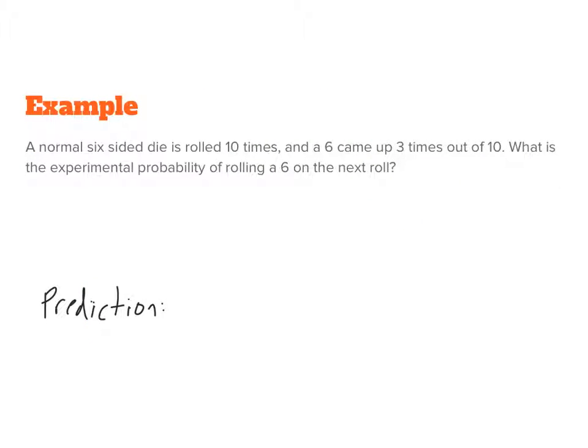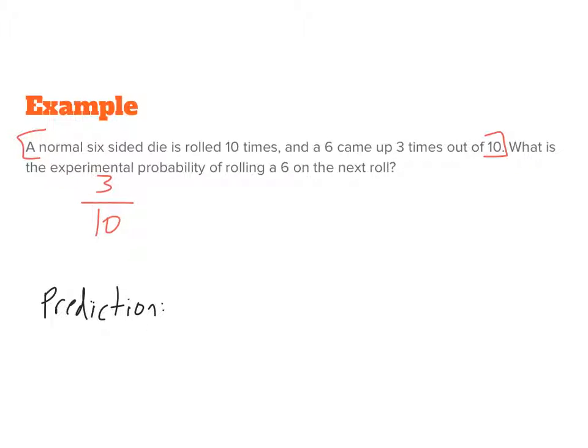So a normal 6-sided die is rolled 10 times, and the number 6 came up 3 times out of 10. Once again, that is our experiment. Okay? That tells us that we have already conducted an experiment, and we're going to be using experimental probability. What is the experimental probability of rolling a 6 on the next roll? Well, when we had 10 trials, 3 of them came up 6. So the probability of rolling another 6, according to the experiment, is going to be 3 over 10.